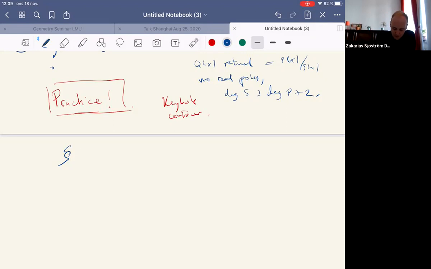Otherwise, if there are no further questions, let me go to this next part, which is on the local behavior of analytic functions.